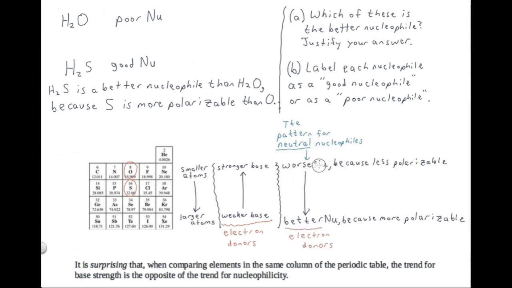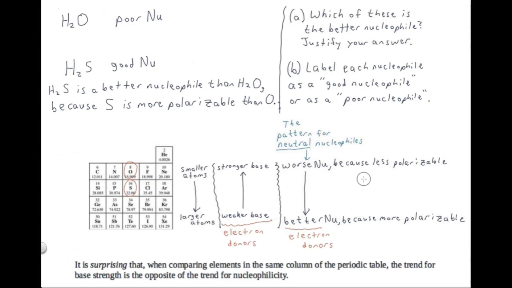Bases are similar to nucleophiles because they're both electron donors. Since they're similar in that sense, we would probably have expected that they should have the same trend in the periodic table. Since they're both electron donors, the most natural prediction would be that the trend for base strength would be the same as the trend for nucleophile ability. So it is surprising that even though they're both electron donors, the trend for base strength is the opposite of the trend for nucleophile ability when you're comparing elements from the same column.